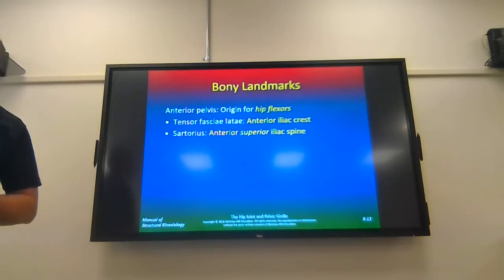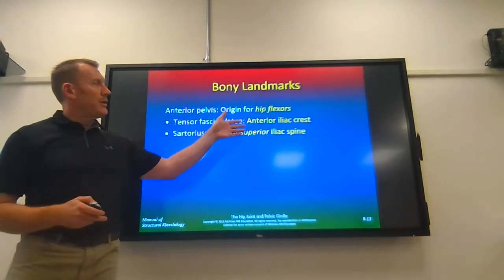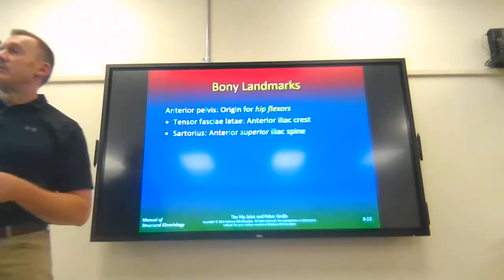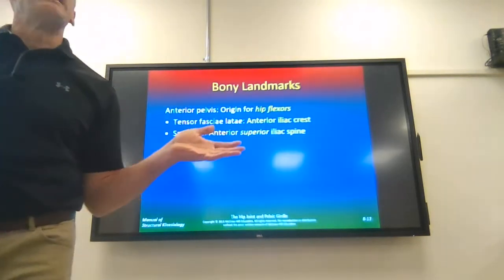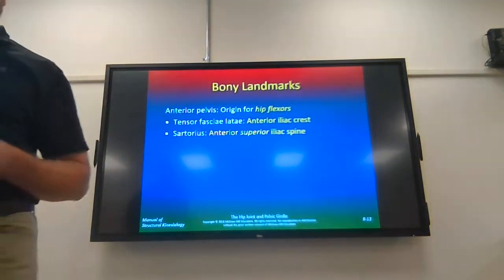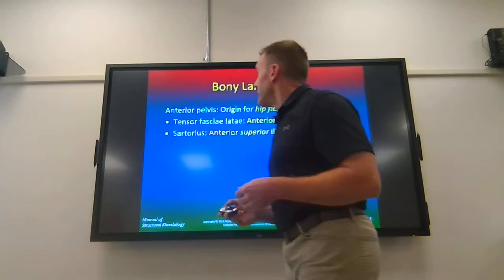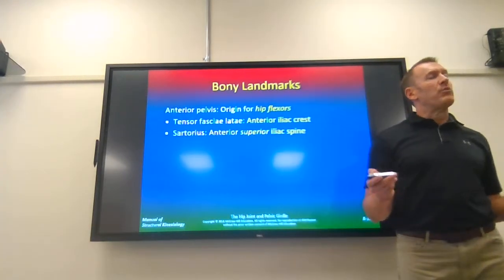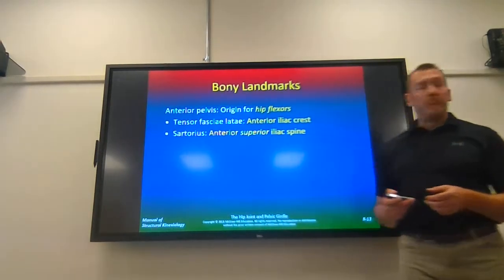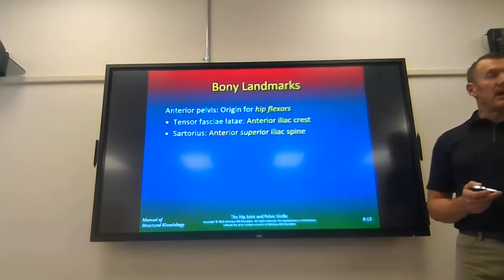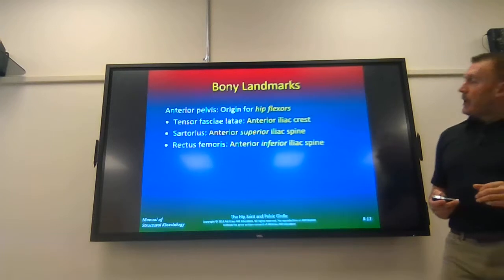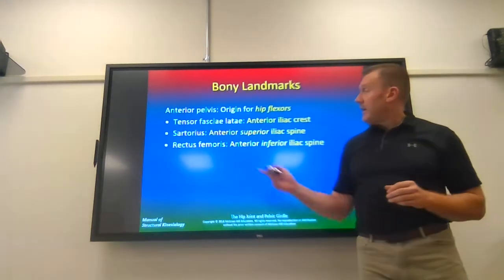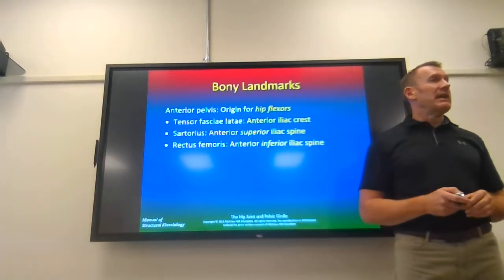Sartorius, so anterior superior iliac spine. You probably know the acronym ASIS, right? So that's the sartorius. Sartorius is the longest muscle, and it has kind of a strap or belt type design to it. Rectus femoris, okay, anterior inferior iliac spine.